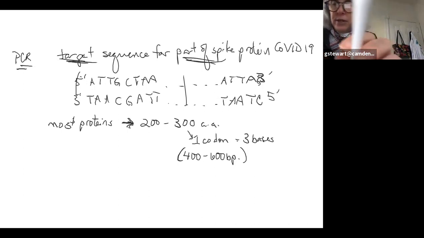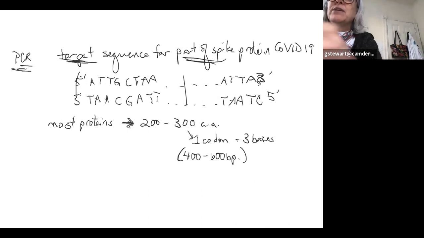Okay, lost my train of thought here. Hang on a second. Okay, so I've got the target sequence. Remember, for PCR to work, I need another bunch of things. I need the target sequence.